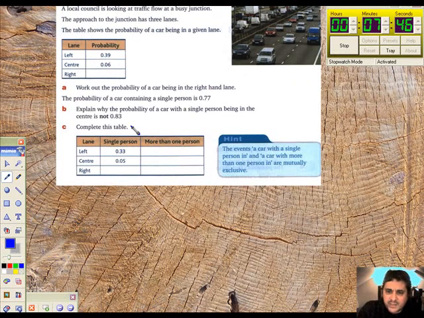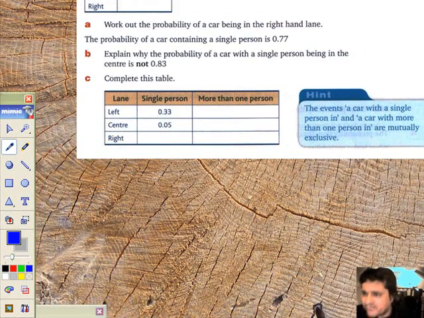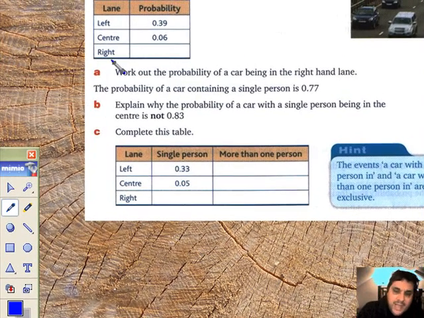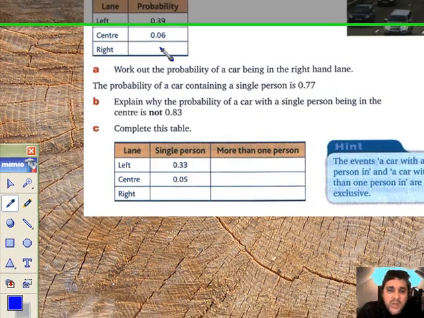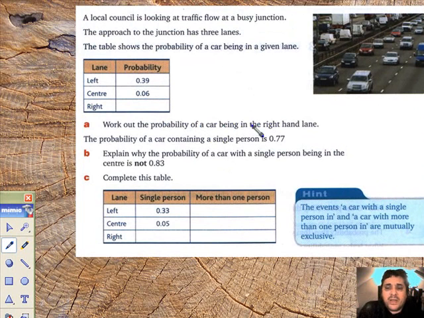I'll try and get all the answers with this little table here. A bit of a complicated arrangement. That's a photograph of traffic, presumably, on 3 lanes, maybe the M25, who knows, this is London after all. Right, a local council was looking at traffic flow at a busy junction. The approach to the junction has 3 lanes. The table shows the probability of a car being in any given lane at any one time. So, left, 0.39, in the middle, 0.06, and on the right hand side, we're about to work it out. Work out the probability of the car being in the right hand lane.